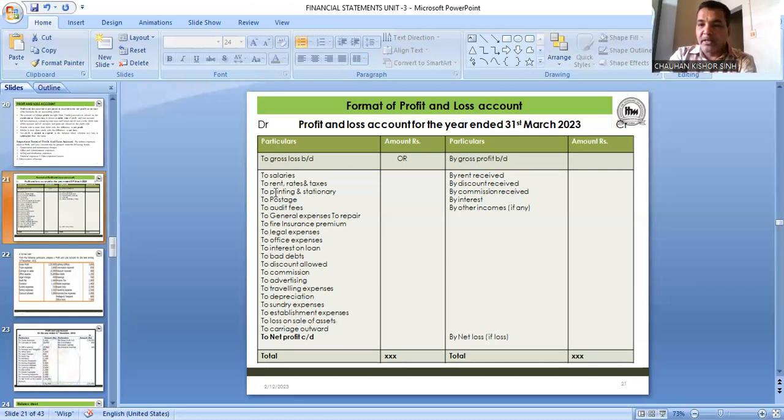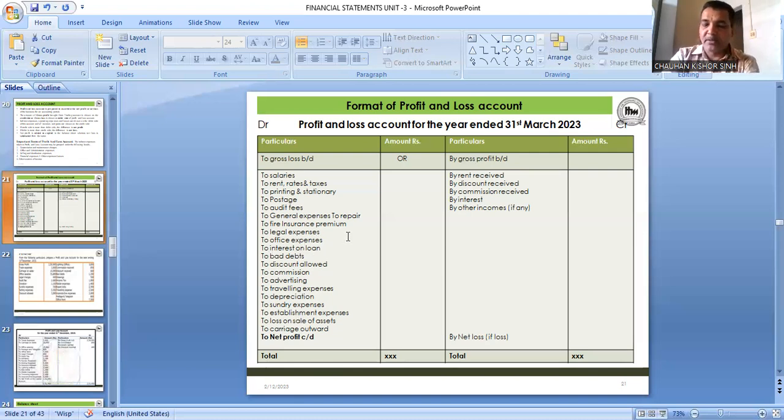Then rent, rates and taxes paid, printing and stationery charges paid, postage expense, audit fees paid, and all types of expenses are recorded on the debit side of profit and loss account. These all are the indirect expenses. As I told you, expenses related with the purchase and production of goods are recorded on the debit side of the trading account. And indirect expenses are recorded in the profit and loss account debit side. So all these are the indirect expenses, which you can see here on the debit side of the profit and loss account.